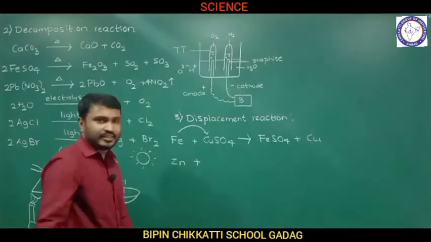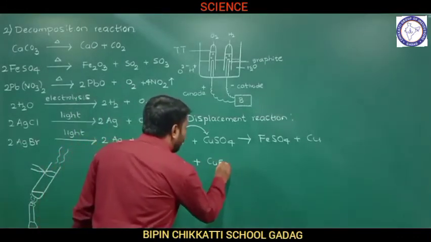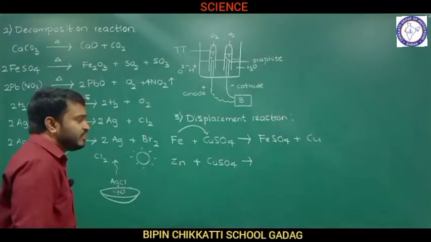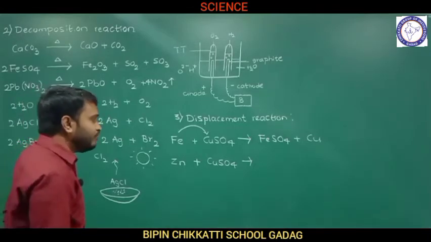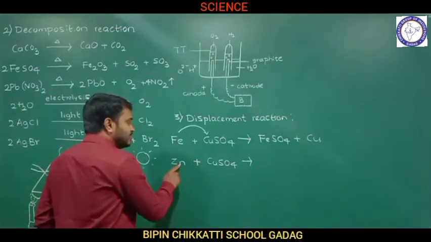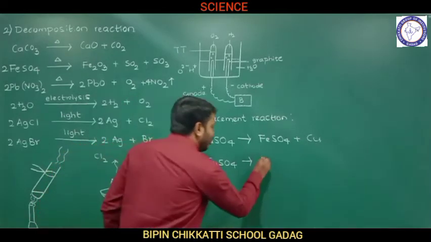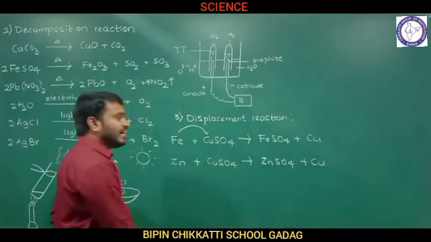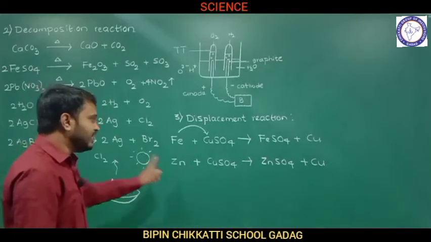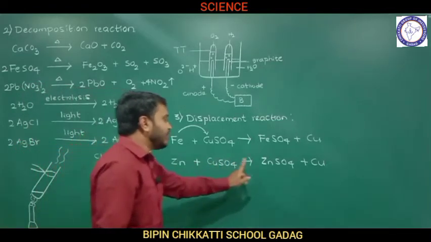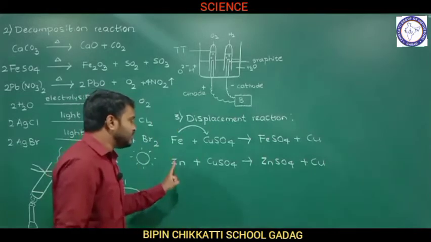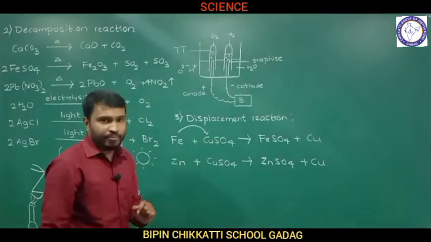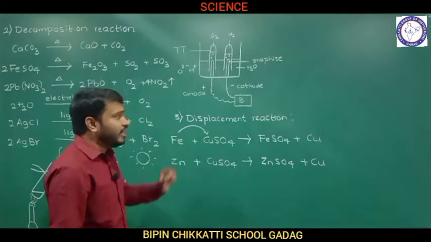If you consider zinc, when zinc reacts with copper sulfate, CuSO4, now imagine which element is going to displace the other element from its compound, and we are going to get a new compound. I hope you can guess, zinc is going to displace copper, and we are going to get zinc sulfate, and one more product will be copper. So zinc displaces copper from copper sulfate, and we get zinc sulfate and copper. Here also one element displaces the other to form a new compound. So this kind of reaction we call a displacement reaction.